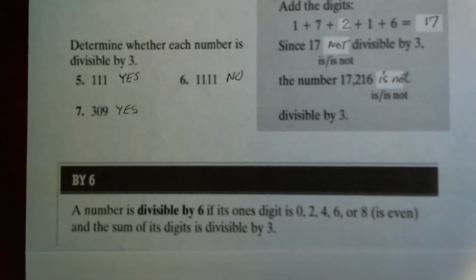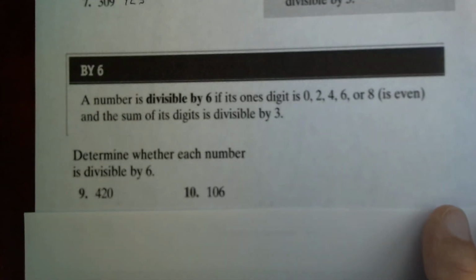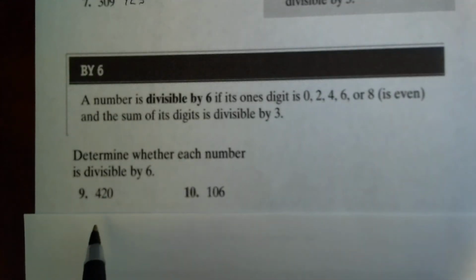Now, divisibility by 6. A number is divisible by 6 if its ones digit is a 0, 2, 4, 6, or 8, in other words, if it's even, and if the sum of its digits is divisible by 3. So let's determine whether each number is divisible by 6.